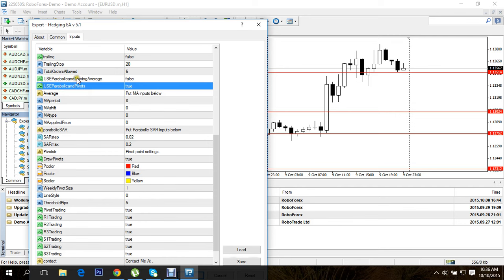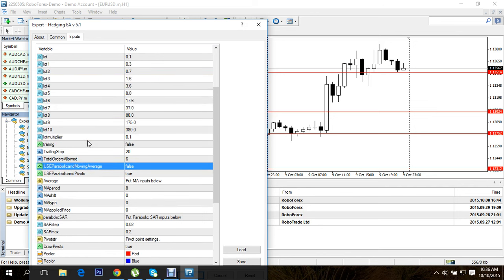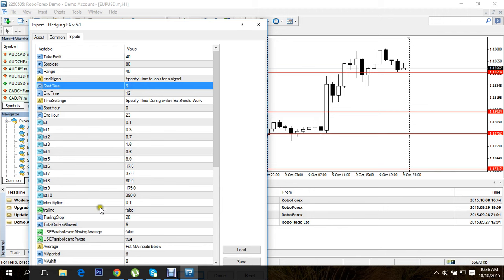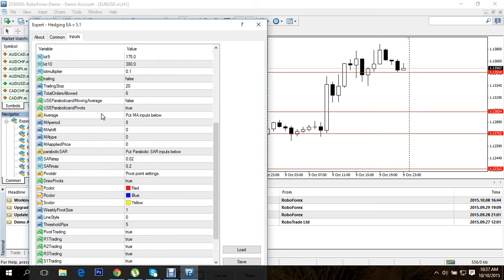Okay, previously we were using parabolic SAR and moving average. When both of these two indicators point the same direction, then you start a trade, and this is the signal. This is the signal which we are looking for between these times. Okay, so you can either use this one, or you can use both.